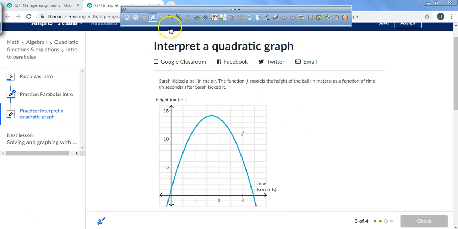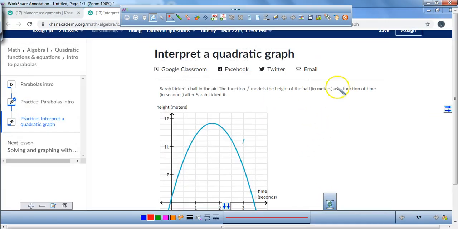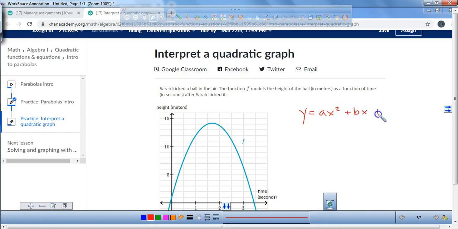First thing we want to review a quick few things on a quadratic function. Your standard form will always be y equals ax squared plus bx plus c. Just know that the c value will always be your y-intercept. Okay, so whatever that value is.